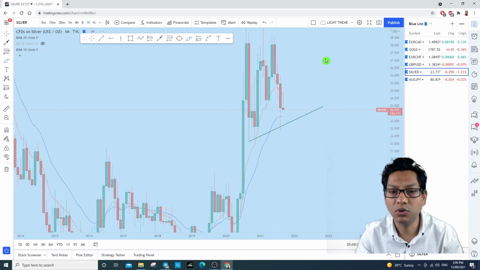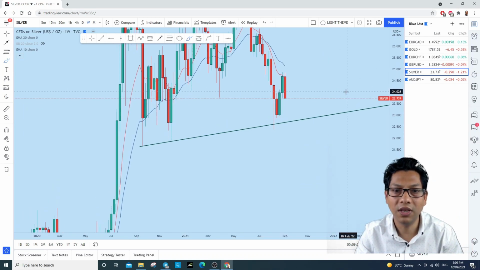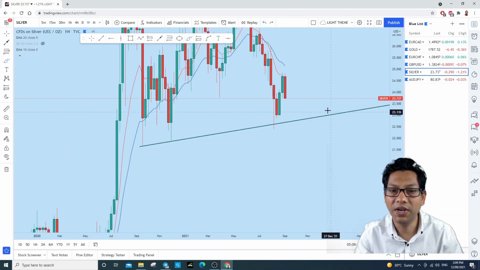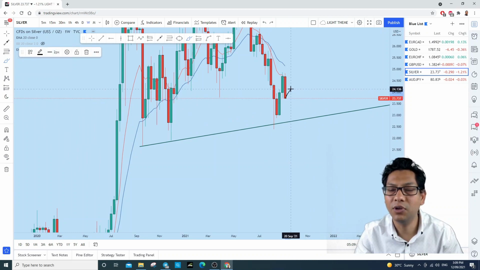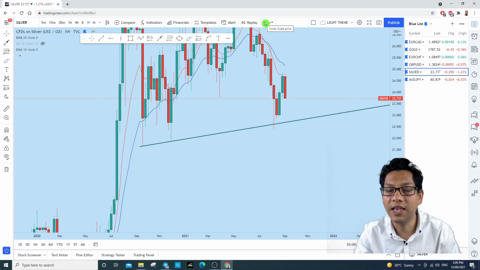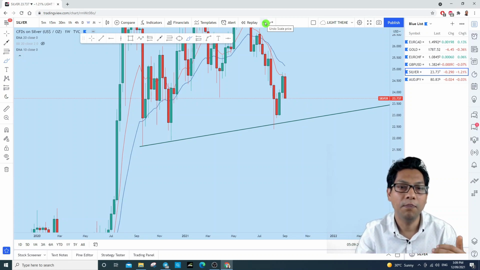Now going down to the weekly time frame, on the weekly, the same as gold, it has created a strong bearish engulfer. So after this bearish engulfer we can expect a little bit of retracement and then a move to the downside. So on the weekly as well we are bearish.